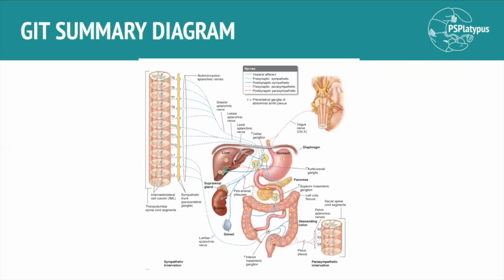And this is a very nice diagram that sums up everything that has been said, as it also notes how the parasympathetics of the vagus nerve stop at the left colic flexure, which is then innervated further along by the pelvic splanchnic nerve.